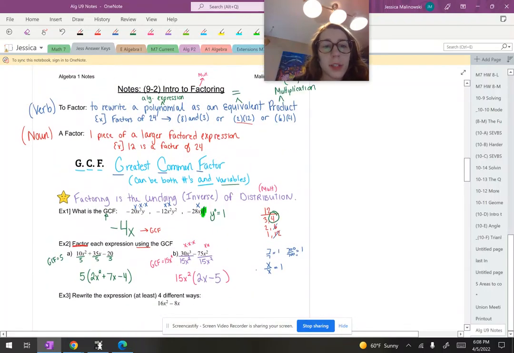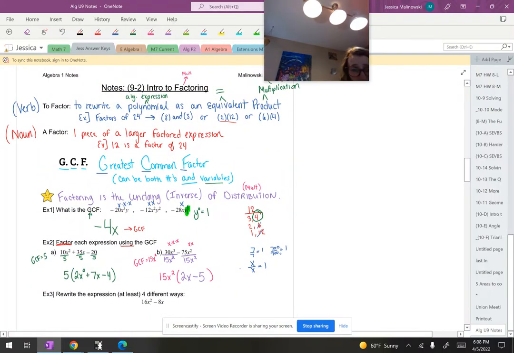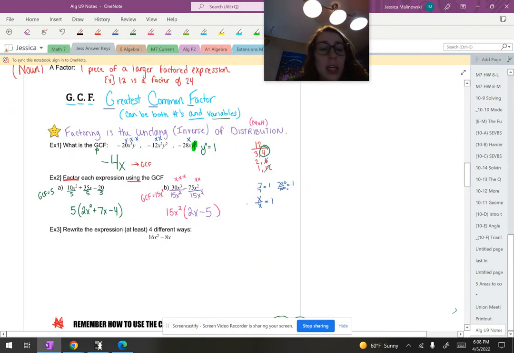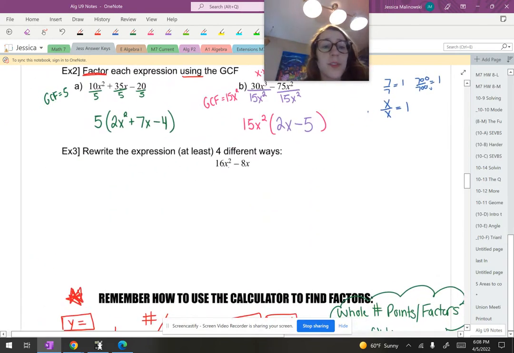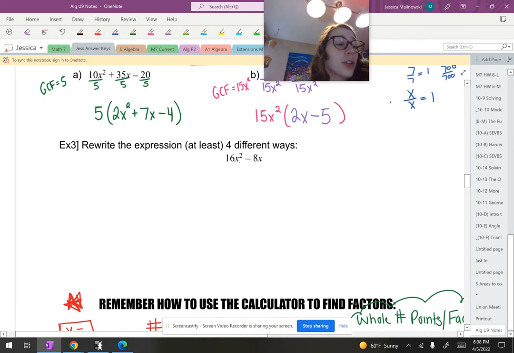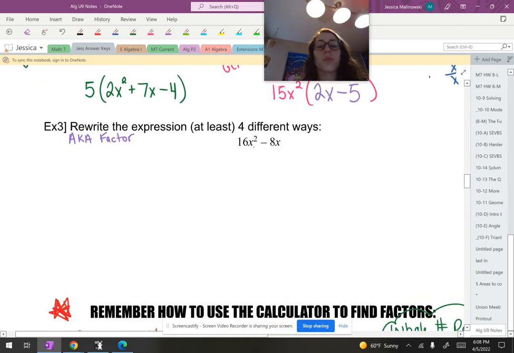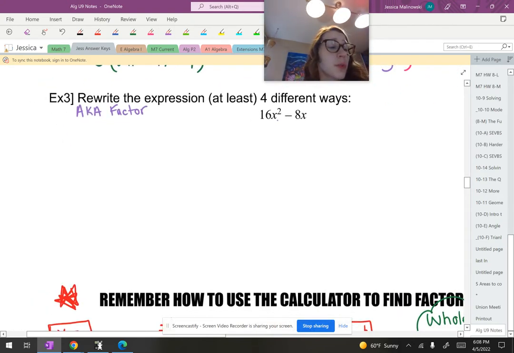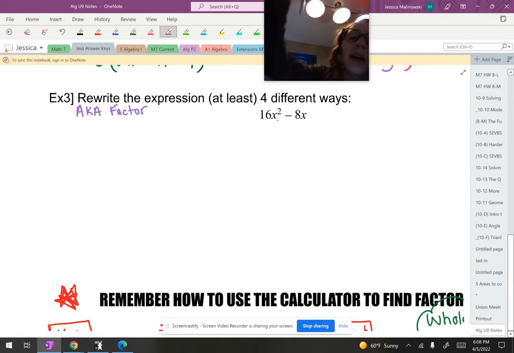All right, final example here in 9-2 for algebra. So the last useful thing that factoring is good for is rewriting expressions in different ways. So when they ask you to rewrite an expression in a bunch of different ways, all that's really asking you to do is factor. This just means AKA factor. I say at least 4 different ways. We could definitely come up with about 7, I can think of off the top of my head.